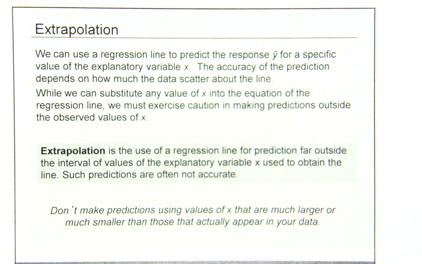So you can use a regression line to predict the response Y hat for a specific value of the explanatory variable X. The accuracy of the prediction depends on how much data scatters about the line, which makes sense. While you can substitute any value of X into the equation, you can still substitute values of Y into the equation if you need to. Extrapolation is the use of a regression line for prediction far outside the interval of values of the explanatory variable X used to obtain it. Such predictions are often not accurate, and I'll show you exactly what that means using the previous slide. Don't make predictions using values of X that are much larger or much smaller than those that actually appear in your data. So here's what we mean.